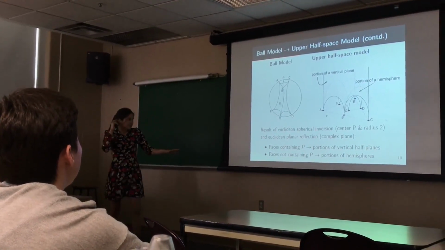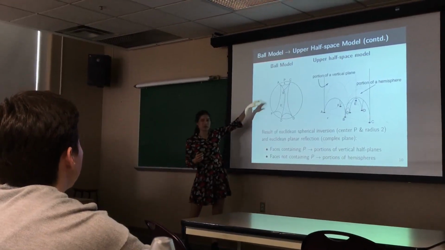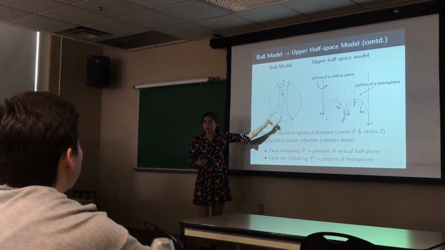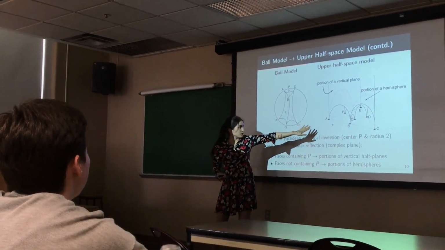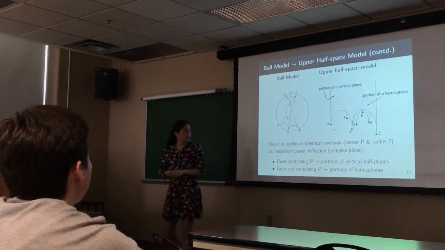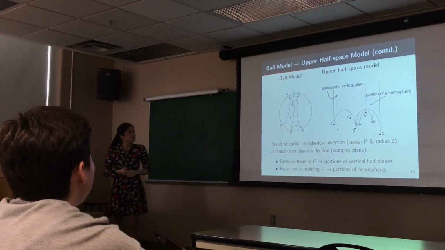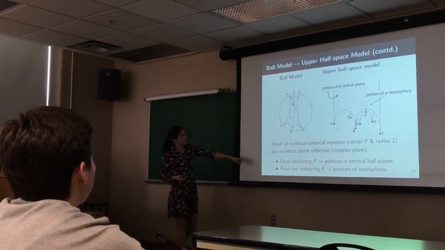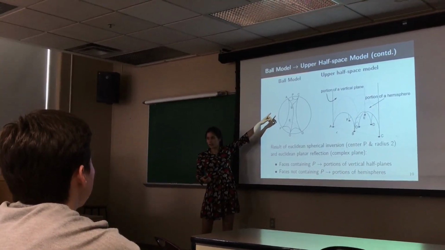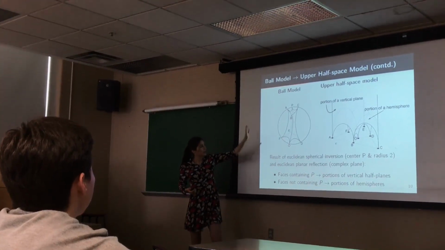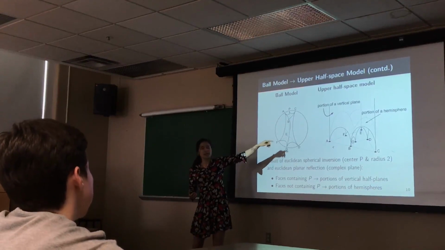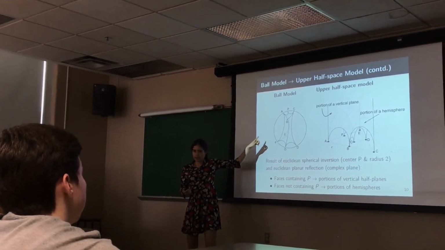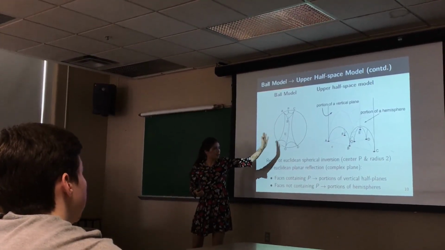But in short, if we have a cube in the ball model that looks like this, the cube in the upper half space will look like this. So what happened was faces containing the vertex P became portions of vertical half planes, and the faces not containing the vertex P became portions of hemispheres.